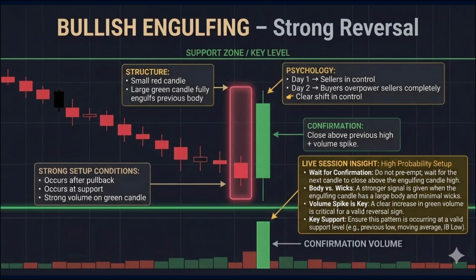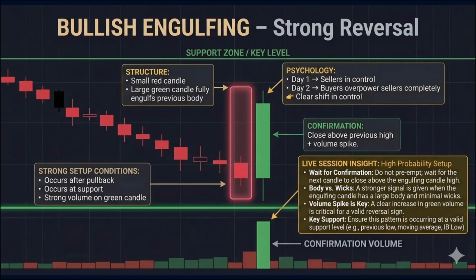So look for a close above the high of the engulfing candle and a significant volume spike to confirm the uptrend. There are some setup conditions. It should occur after a pullback, it should come at the support level, and there should be strong volume on the green candle. The larger the green candle engulfing the previous red candle, the more powerful the reversal signal is likely to be.